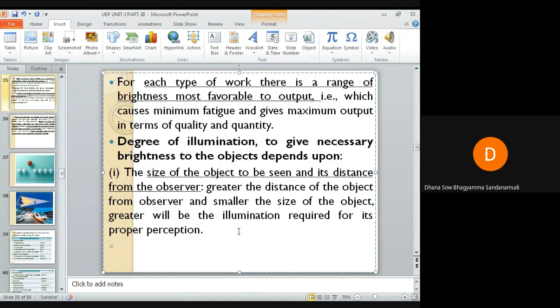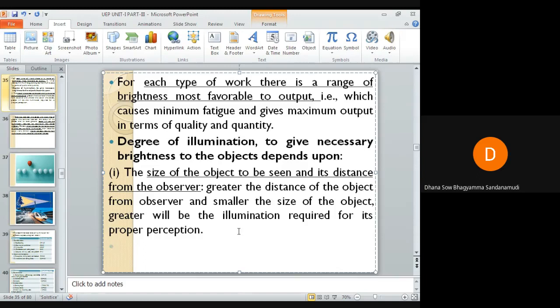The lamp should cause minimum fatigue, and it should give maximum output, in terms of quality and quantity. So whatever type of lighting that you are going to use in a particular room, it should give minimum fatigue and maximum output.